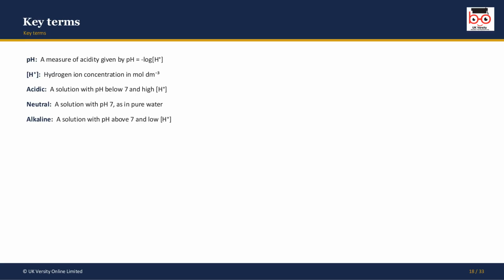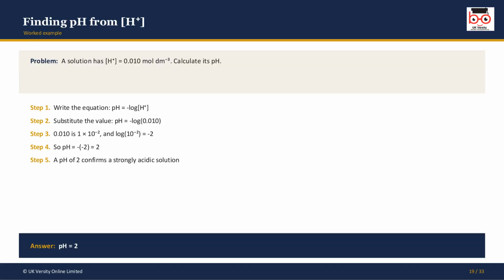A few terms to fix. pH is a measure of acidity, given by minus log of the hydrogen ion concentration. The hydrogen ion concentration is measured in moles per cubic decimeter. Acidic means a solution with a pH below 7 and a high hydrogen ion concentration. Neutral means a pH of exactly 7, as in pure water, and alkaline means a pH above 7 with a low hydrogen ion concentration.